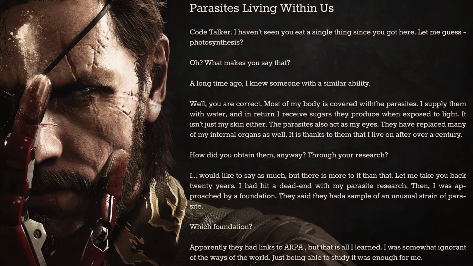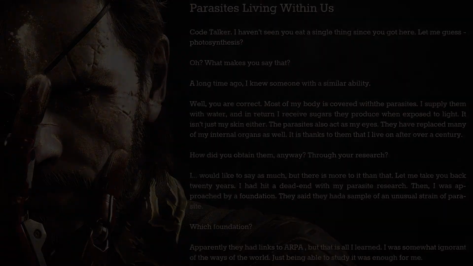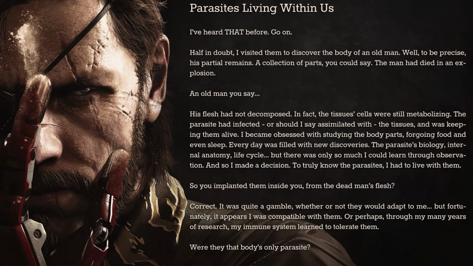I was somewhat ignorant of the ways of the world. Just being able to study it was enough for me. Yeah, I've heard that before. Go on. Half in doubt, I visited them to discover the body of an old man. Well, to be precise, his partial remains. A collection of parts, you could say. The man had died in an explosion.